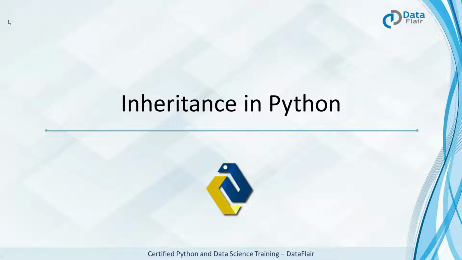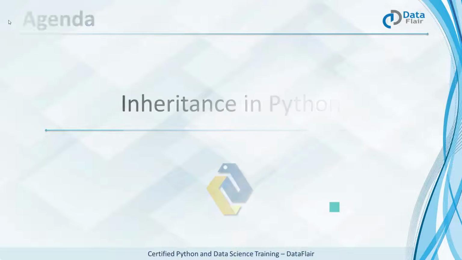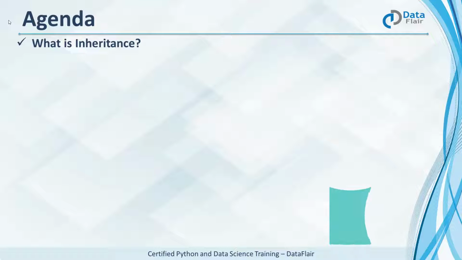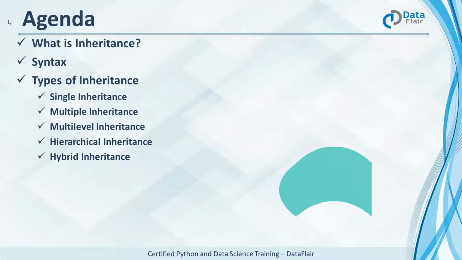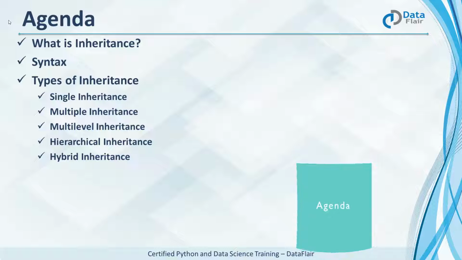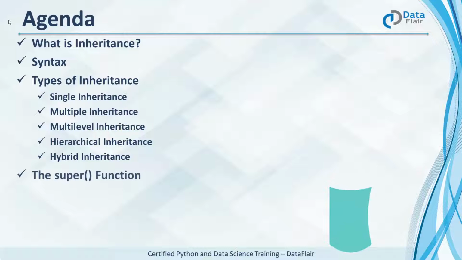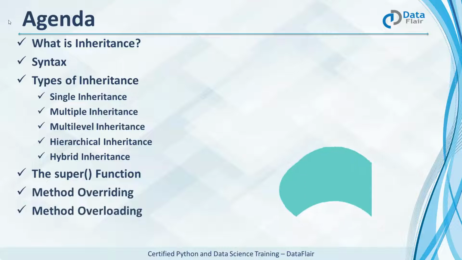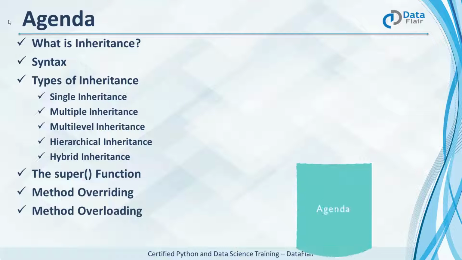Inheritance in Python. What is inheritance? How do we do it? In this lecture, we'll discuss the various types of inheritance like single, multiple, multi-level, hierarchical, and hybrid. We'll also see the super function and discuss method overriding and overloading.